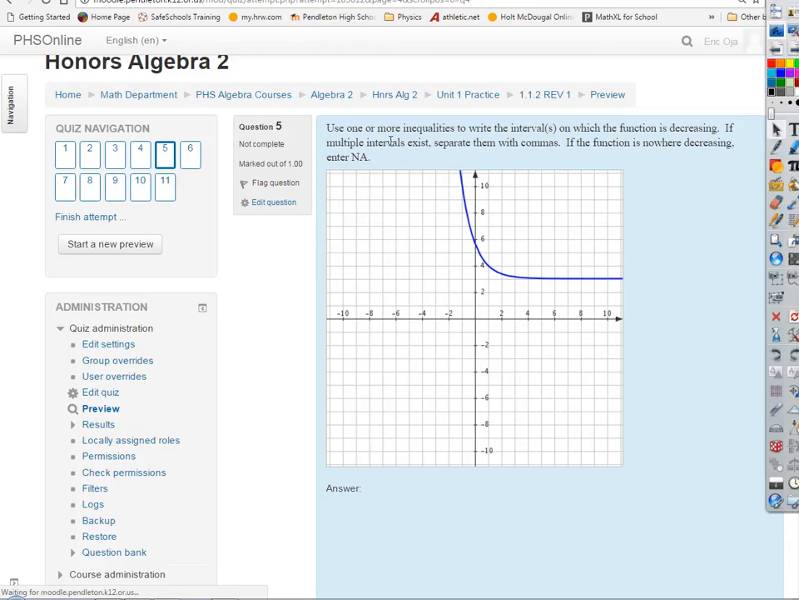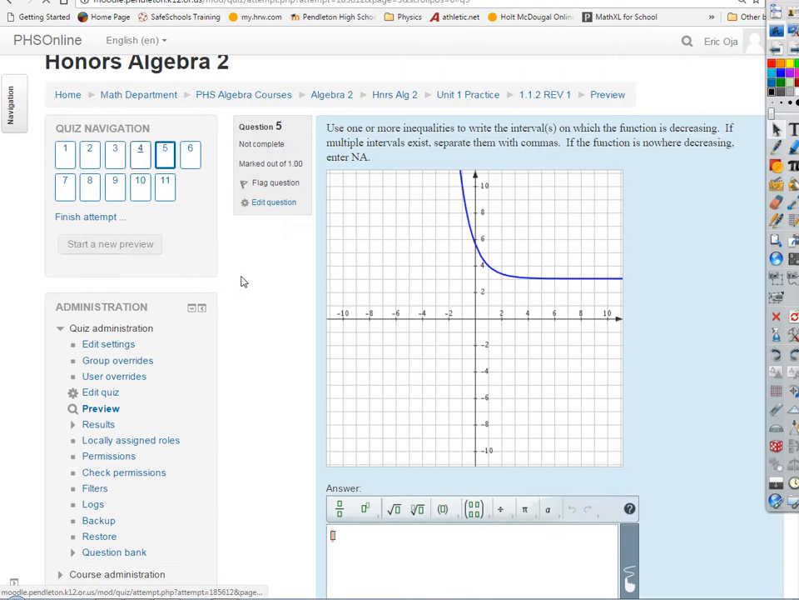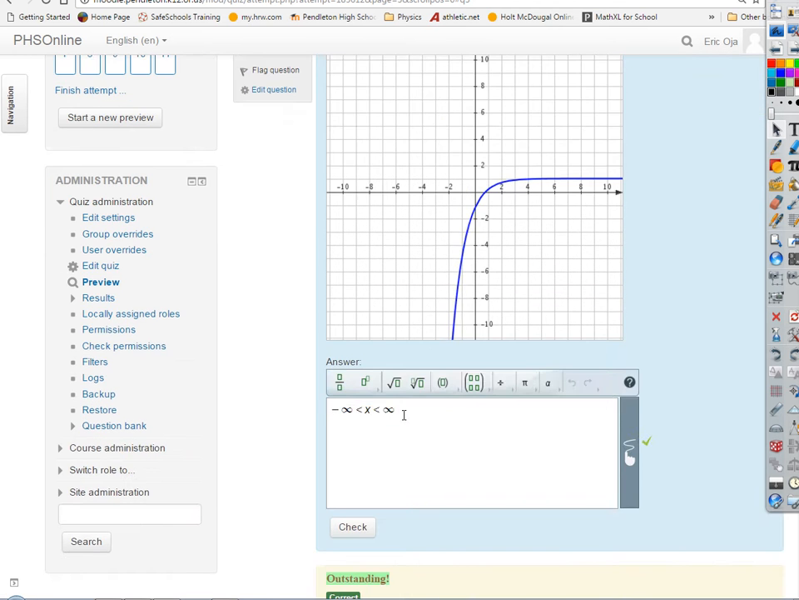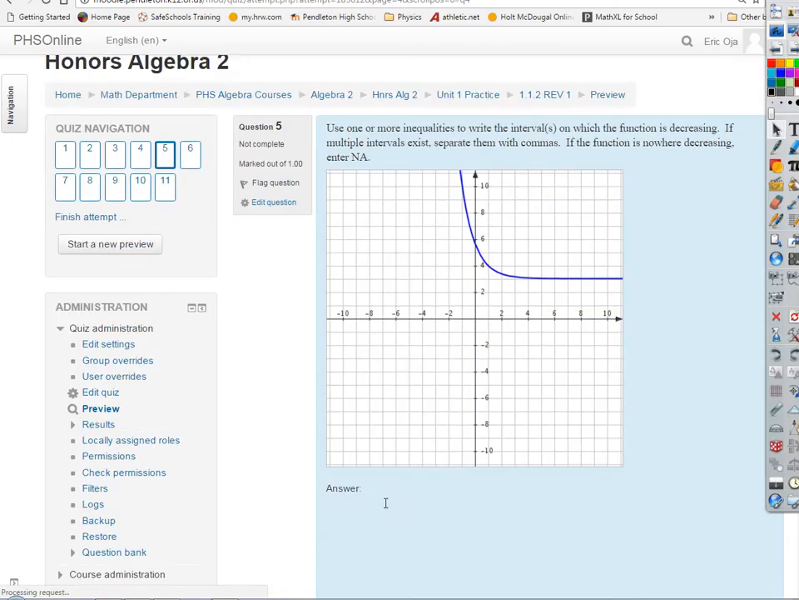Use one or more inequalities to write the intervals on which the function is decreasing. Well, this is really just a flipped version of the previous problem. The ant is walking downhill from left to right, and as he walks to the right, he more and more closely approaches y equals 3, but never gets there. So he's decreasing more and more slowly, but always decreasing. So this answer would be the same as the previous one, so I'll just cut and paste. I'm feeling kind of lazy.